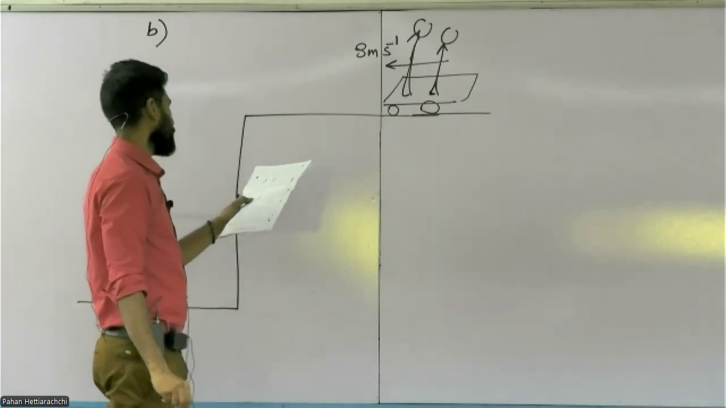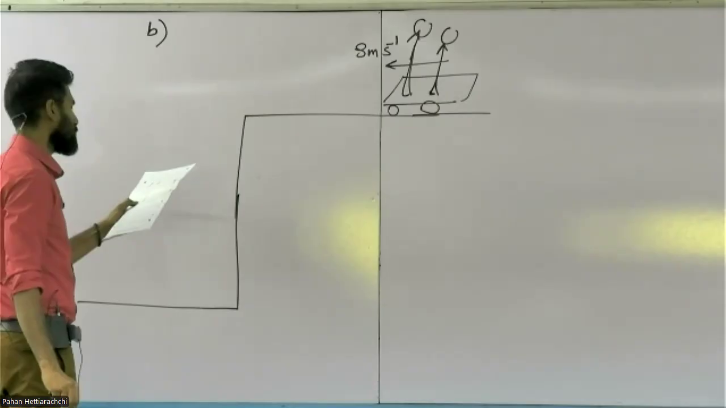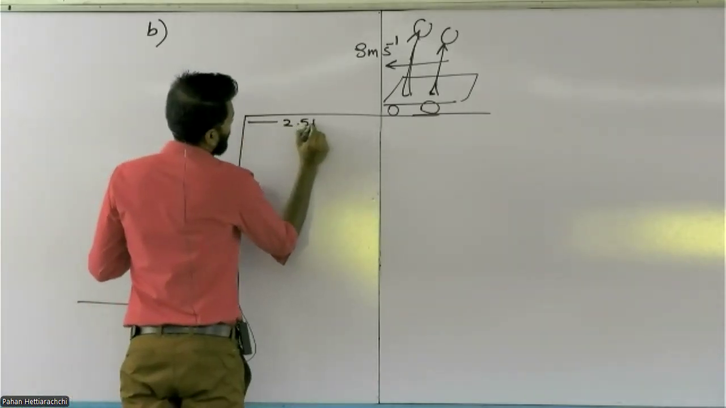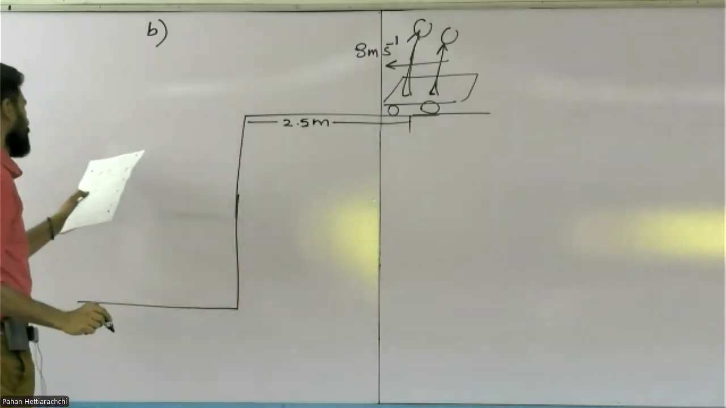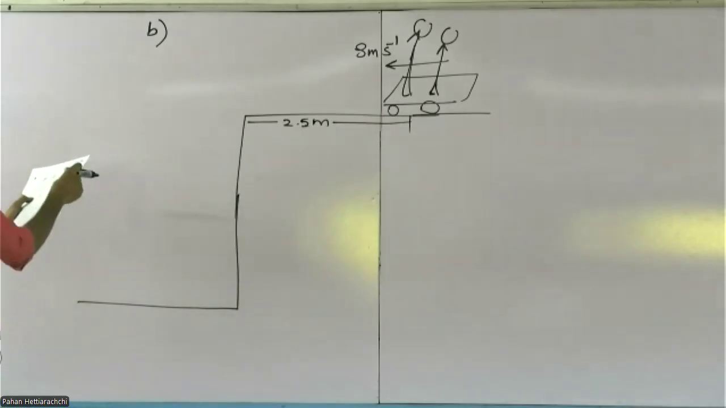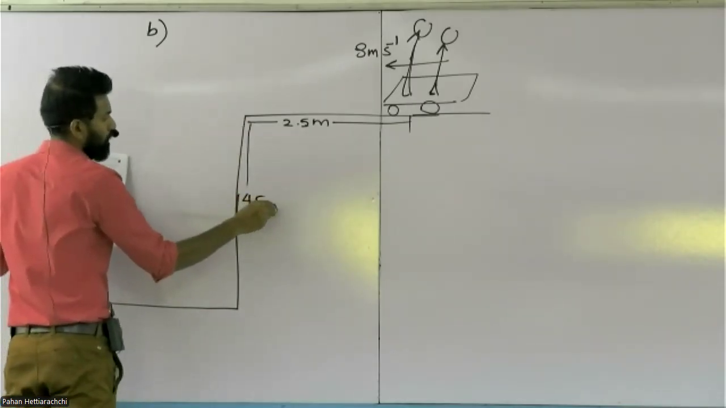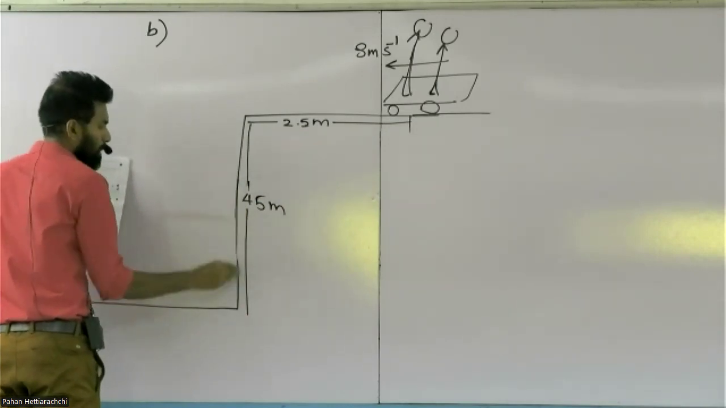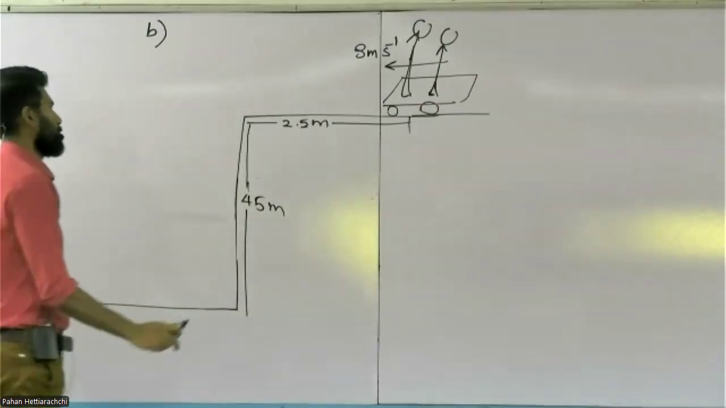Here, a new situation occurs. If the system moves along a surface of length 2.5 meters, then after that 2.5 meter length, they will fall down from a height of 45 meters. There is no more surface in that direction. They will fall down onto a lower ground.